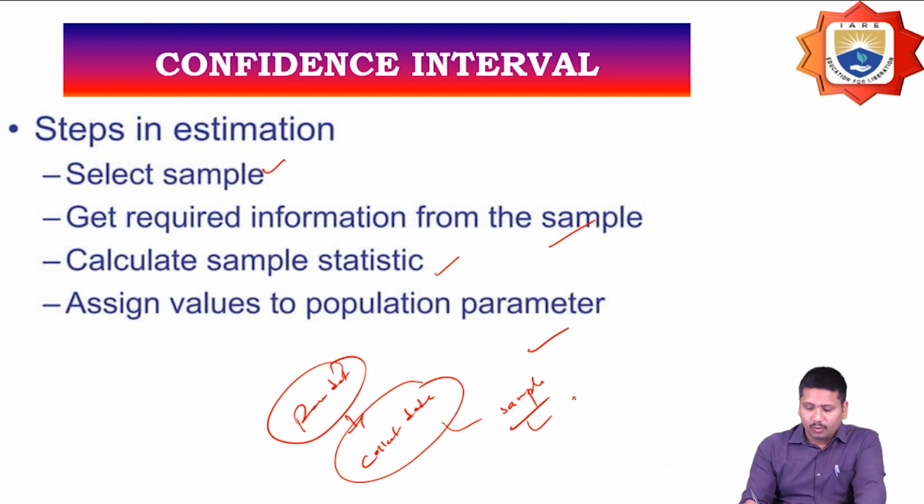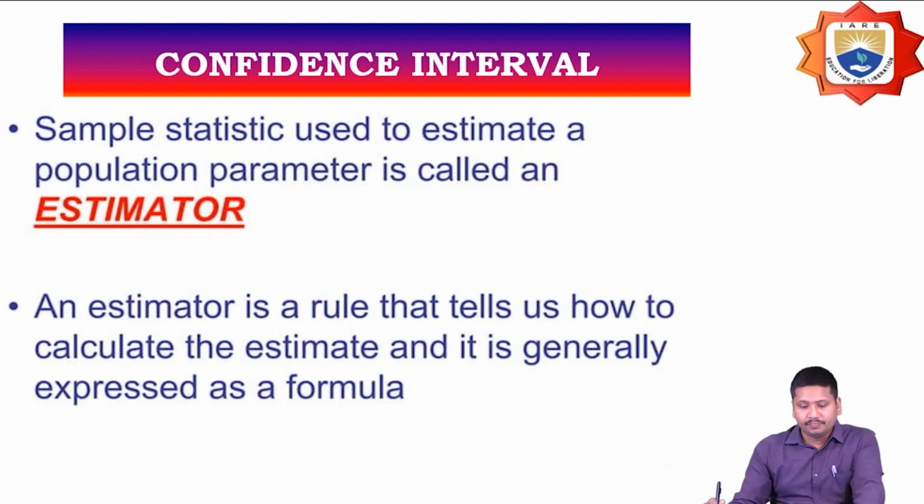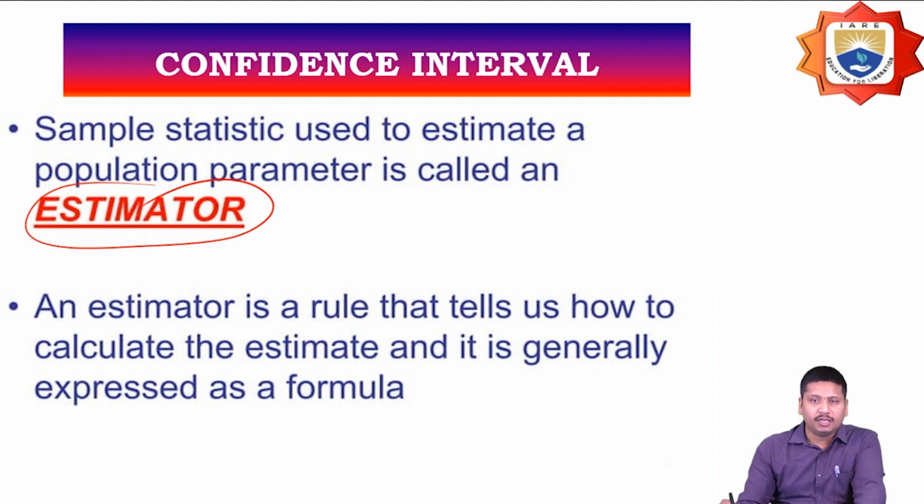Then acquire the required information that is needed from the sample, and calculate the sample statistic and assign the values to the population parameter. Our next one is that the sample statistic is going to be used to estimate the population parameter, which is going to be known as an estimator here.